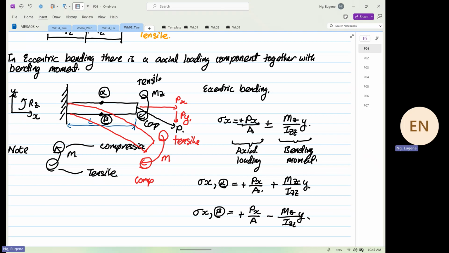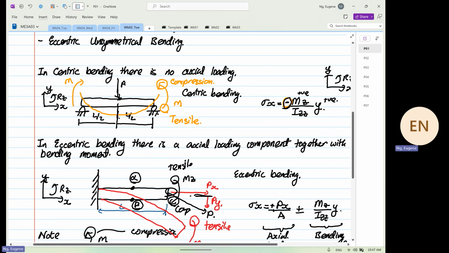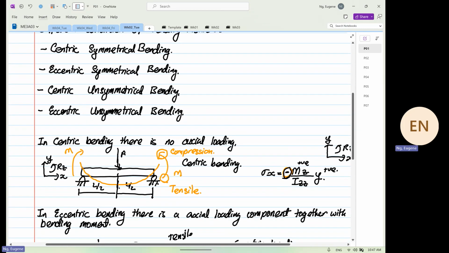Because Px over A, the axial loading, and alpha and beta are all positive because it's pulling away. It's always tensile. Axial load is always tensile for this case. We clear? Okay. Now you all understand what we call bicentric and what we call eccentric. Yes or no?